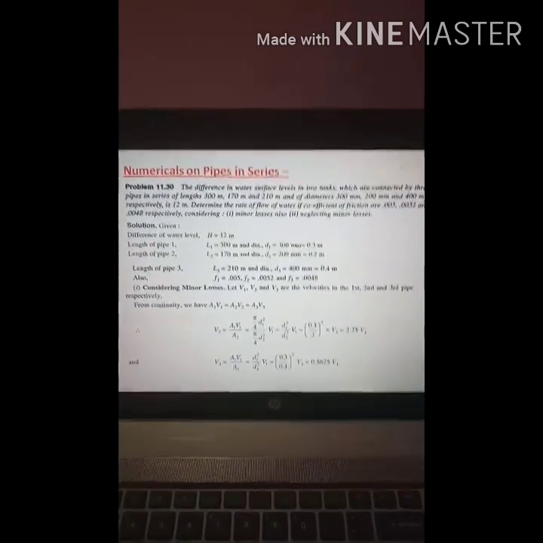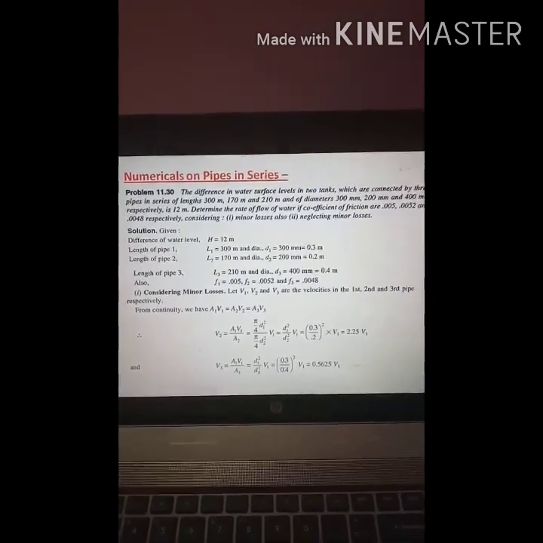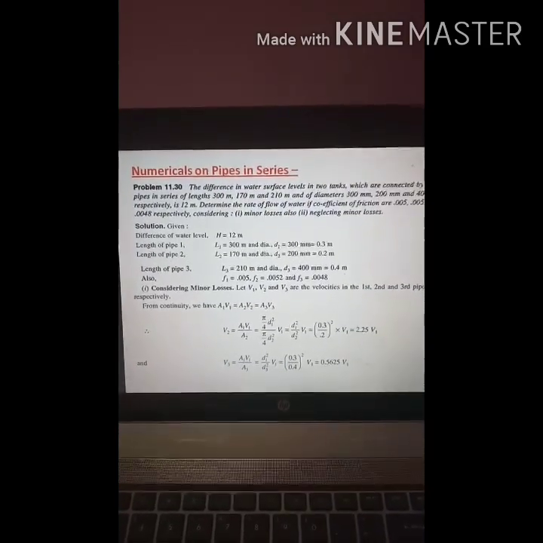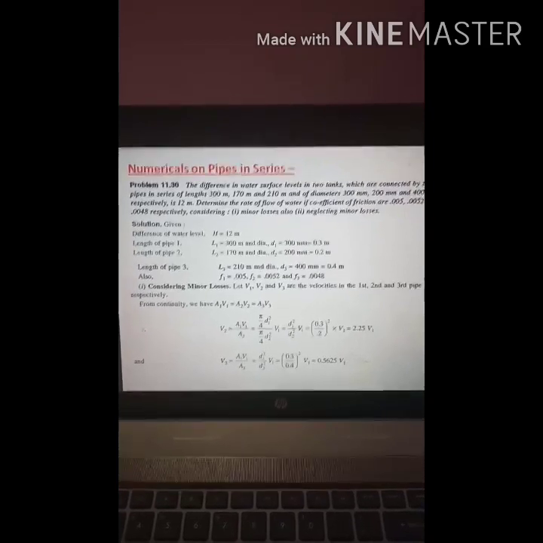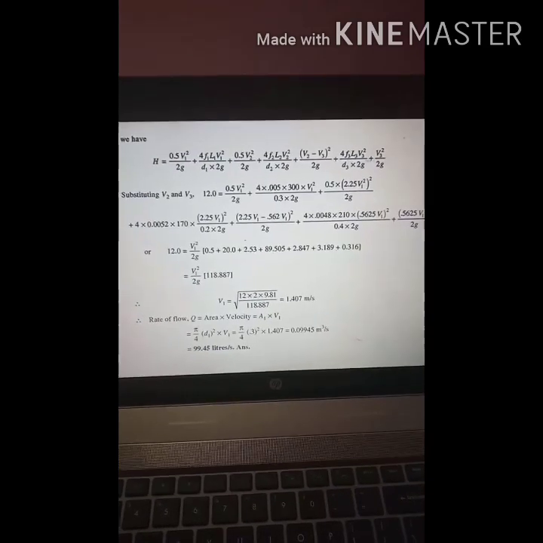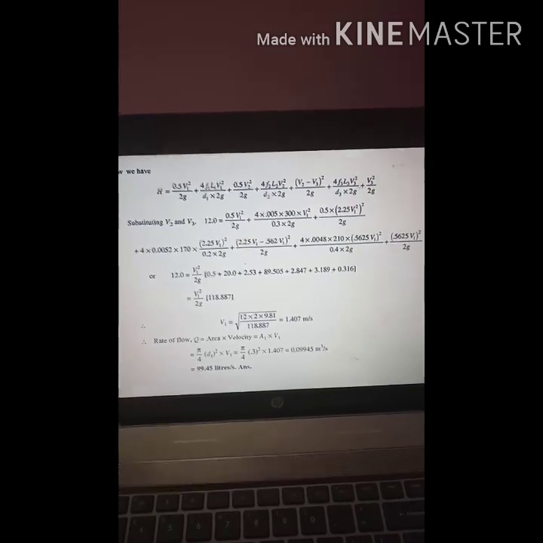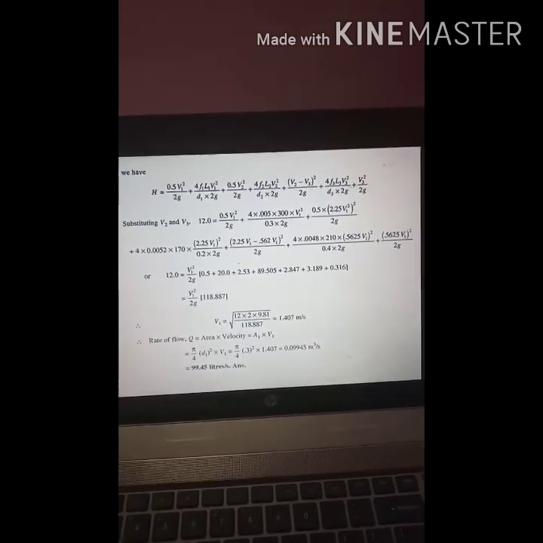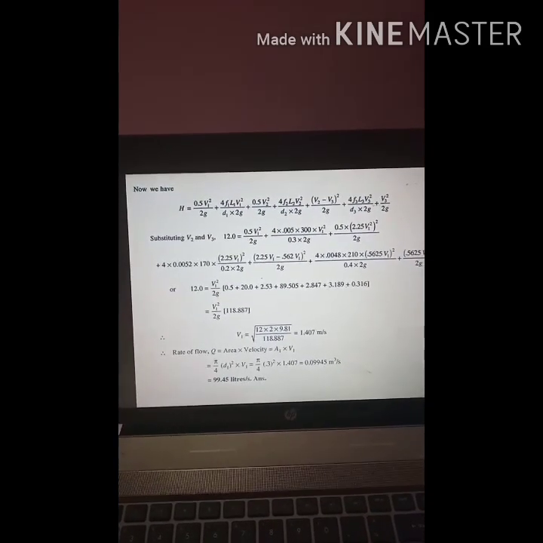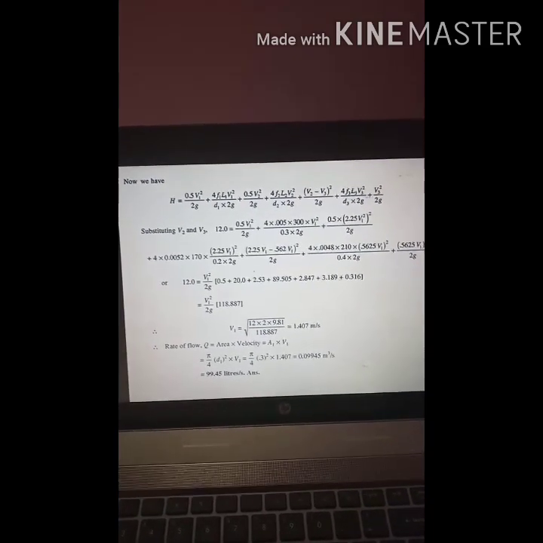So here a1 v1 is equal to a2 v2 is equal to a3 v3, the same discharge because the pipes are in series. So you will get the relation between v1 and v2, and the relation between v1 and v3. Putting the values of v2 and v3 in terms of v1, you will get the value of v1. In the formula, capital H is equal to entrance loss plus friction loss across pipe 1 plus expansion loss, contraction loss plus friction loss across pipe 2 plus expansion loss plus friction loss across pipe 3 plus exit loss.